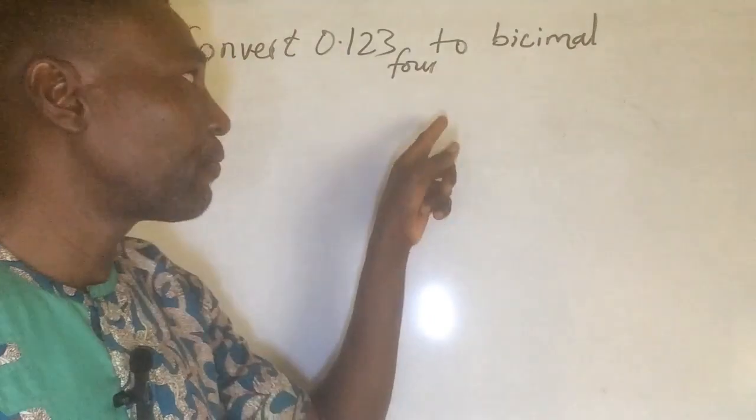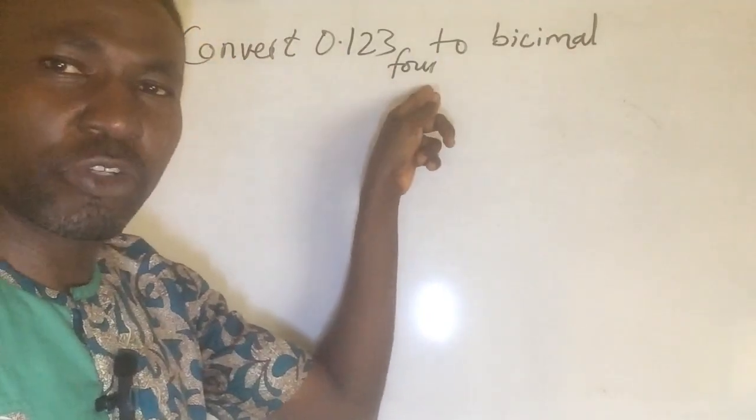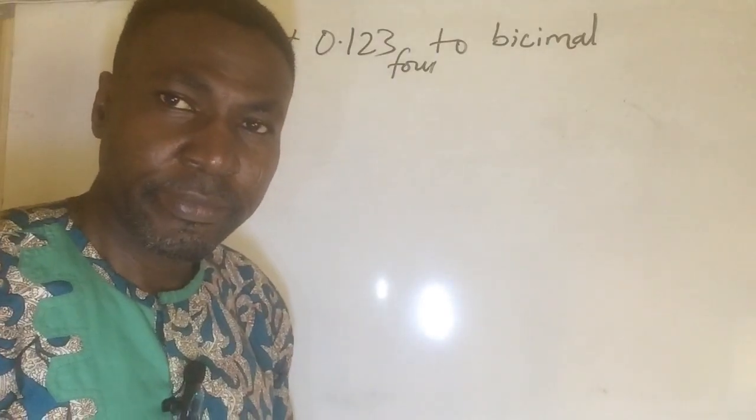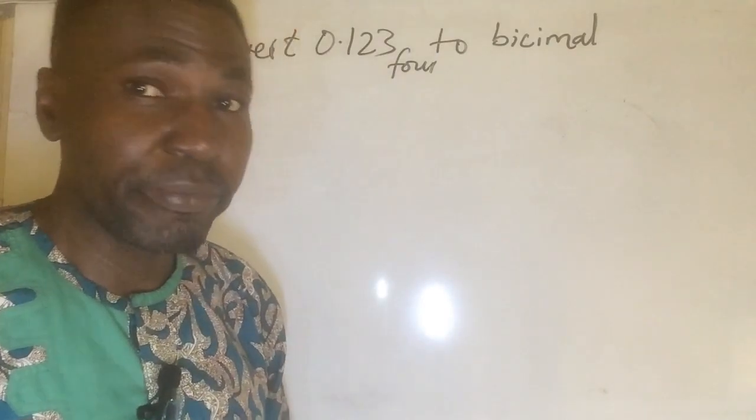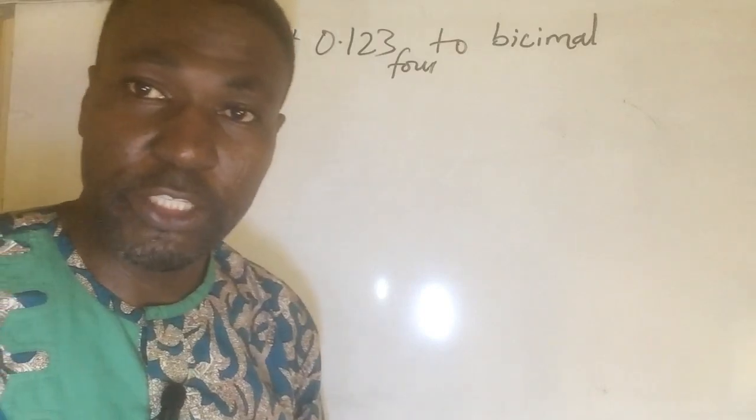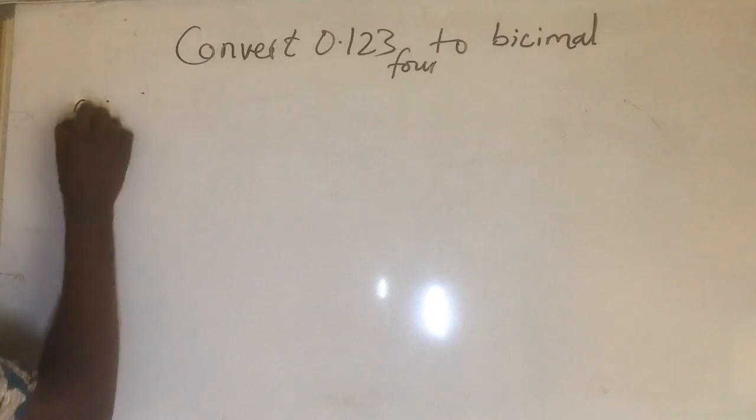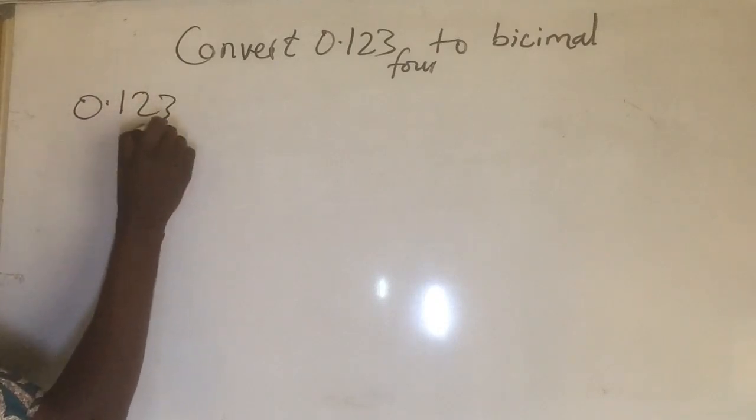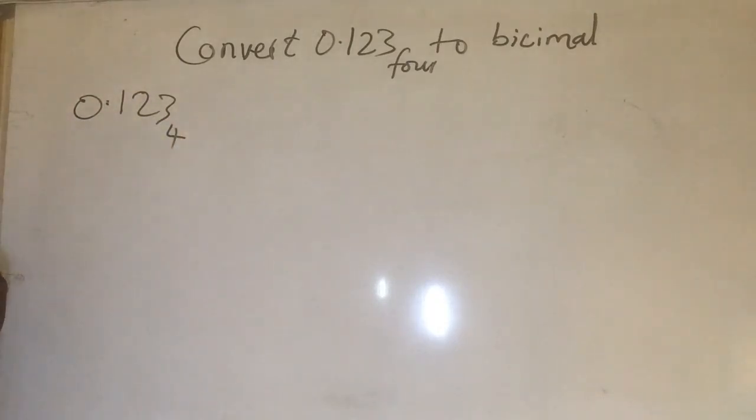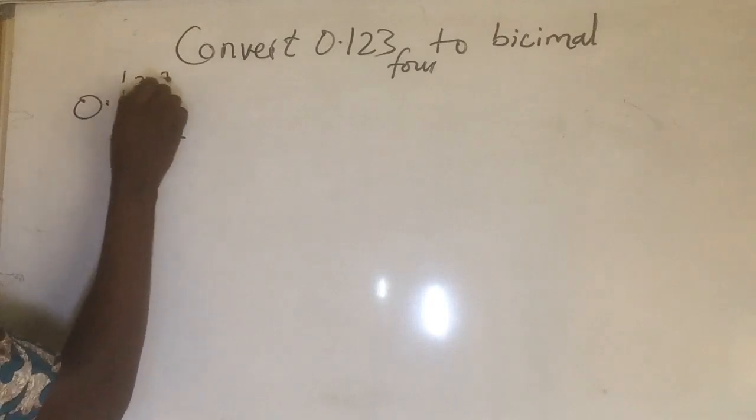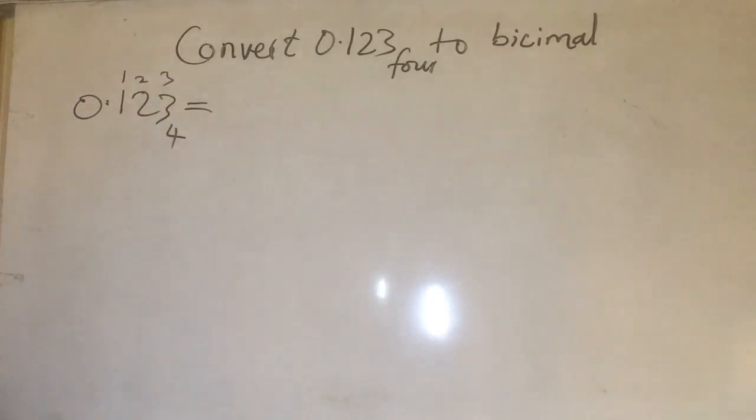But before we convert this number in base 4 to base 2, first of all convert this number to base 10. Then from base 10, it will be easy for us to convert it to base 2. So 0.123 base 4, let us convert it to base 10 first. We count the digits first: 1, 2, 3.